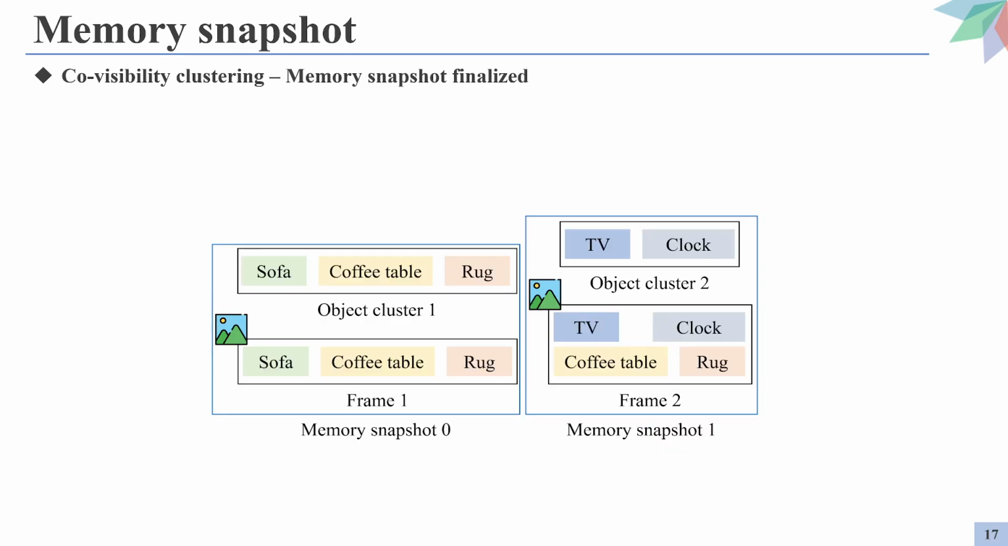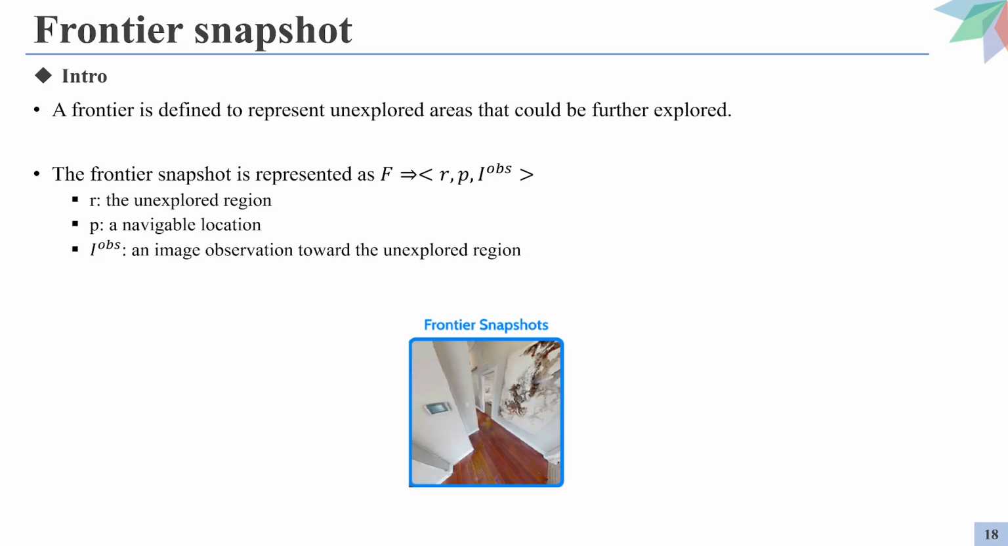This is a finalized set of memory snapshots that efficiently covers all detected objects with minimal redundancy. The frontier snapshot is rather simple as it records the image of the entrance to the area that is yet to be explored by the agent.